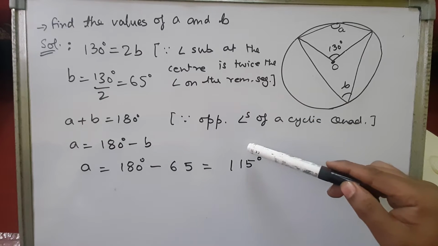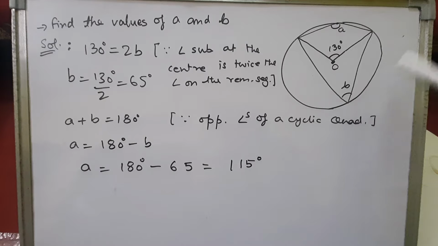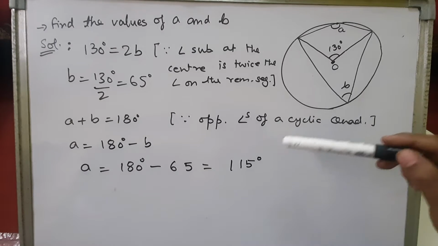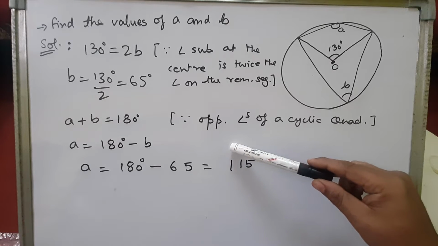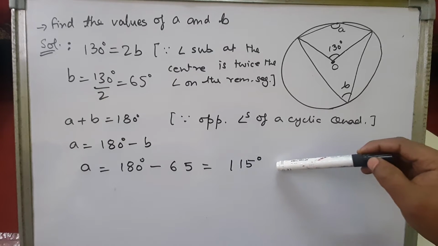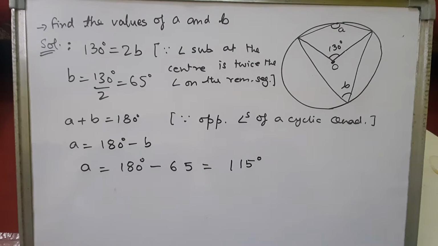Alright. Now in the quadrilateral, if you see that all the four vertices are lying on the circumference, so this quadrilateral is a cyclic quadrilateral. So the theorem says that the sum of opposite angles of a cyclic quadrilateral is 180 degree. So from here we can say that A plus B equals 180 degree, because opposite angles of cyclic quadrilateral. So the value of A will be 180 minus B. So hence we can calculate the value of A as 180 degree minus 65 degree equals 115 degree. Alright, please note down.